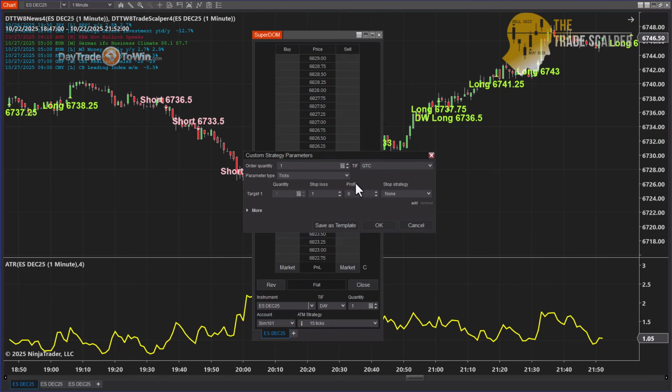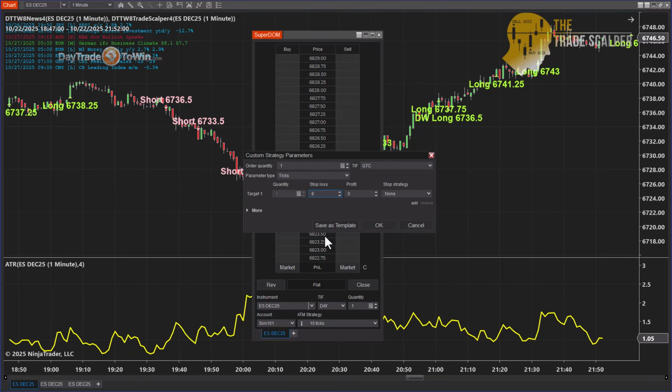Really what this does on NinjaTrader is it says every time you enter, this is how many stop ticks, and this is how many profit ticks that I want to get. That's really all you have to do. You can use a stop strategy for trailing stops and break evens and things like that, but I think keeping it simple is best. So let's say that you want to have a stop of 8 ticks.